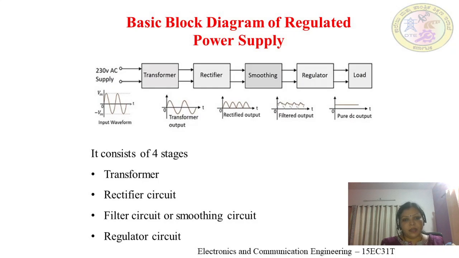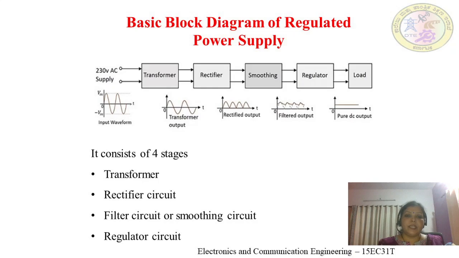Hence it is a Vm sin omega t waveform. The same is coupled to the output of the transformer. The amplitude is reduced based on the number of turns, and we can see the output of the transformer has retained the shape of the input wave, that is the AC input wave, but only the magnitude is reduced. It means the amplitude is reduced.